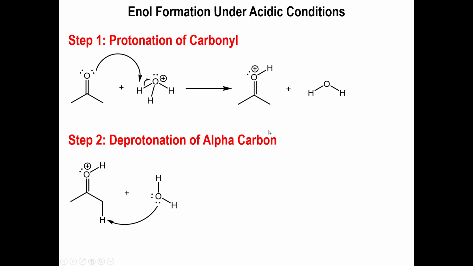We have the water that we generated in the previous step attacking that proton. The electrons move over towards the carbonyl carbon, and then the carbon-oxygen double bond is broken, yielding the enol derivative and reforming the hydronium acid that we started the process with.